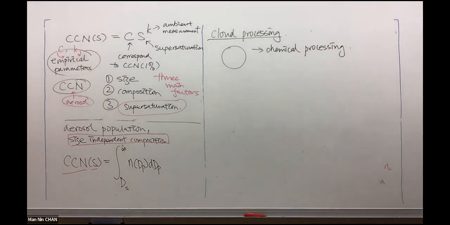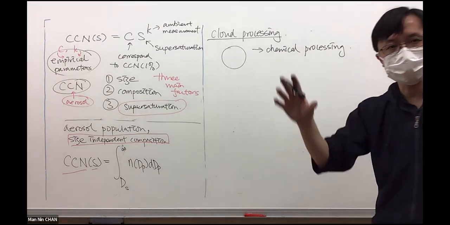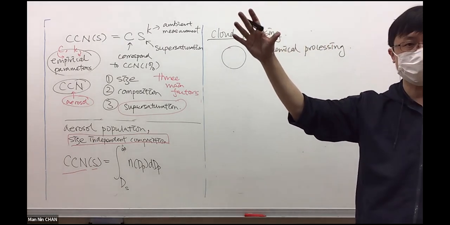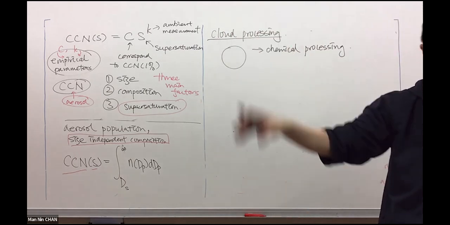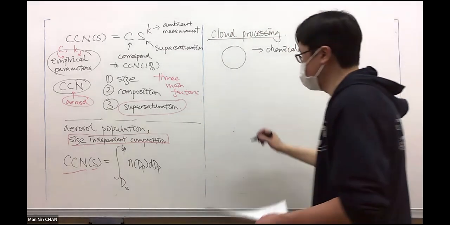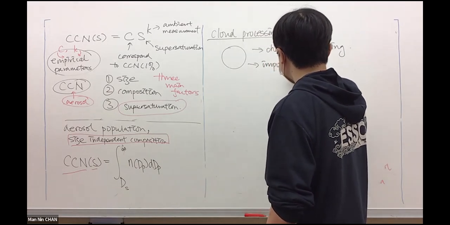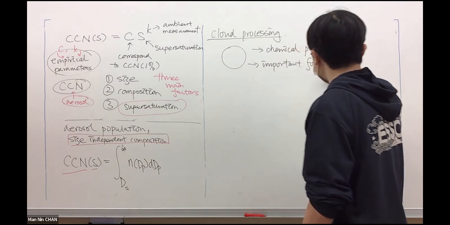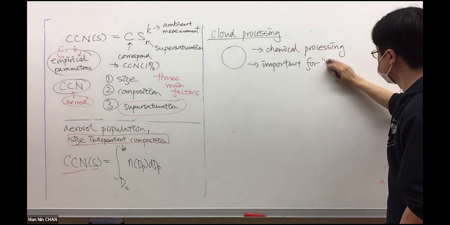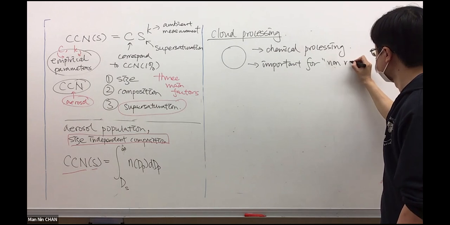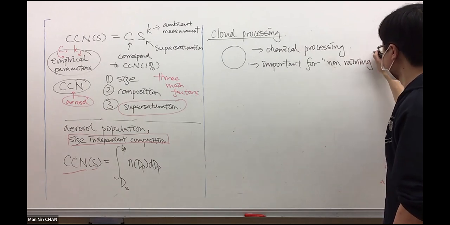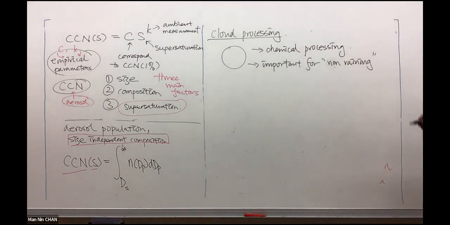So you can have what we call cloud chemical processing. Some clouds that you form, if they are large enough, can have precipitation. But you can also have some clouds called non-raining clouds, which can just stay there above.